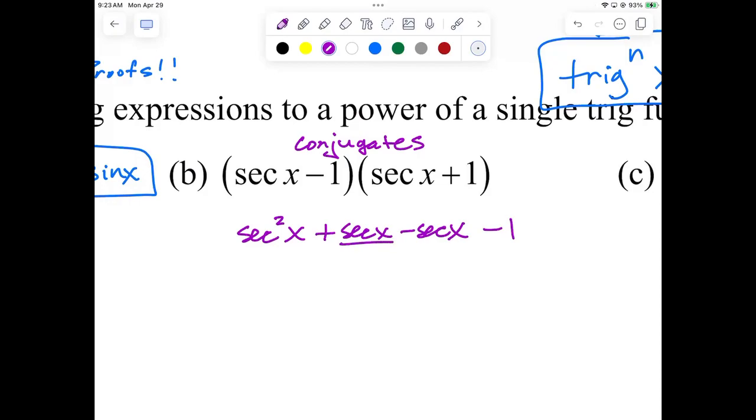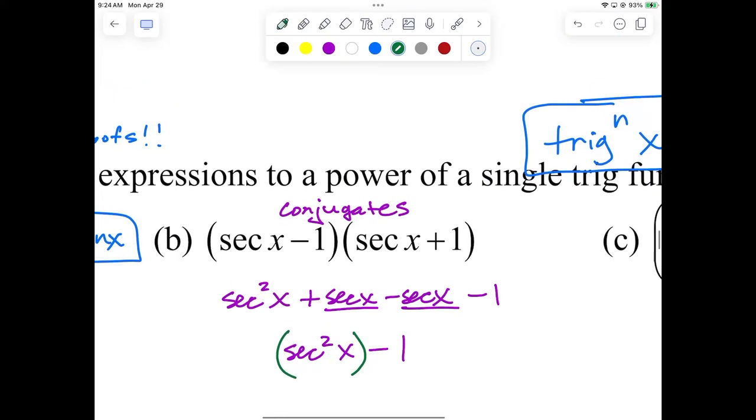What happens with these two secants on the inside? They cancel, and I'm left with secant squared minus 1. Now, what's secant squared minus 1 equal to? Well, do I know what secant squared is? I could call it 1 over cosine squared if I want, but isn't there a baby Pid that has secant squared in it?